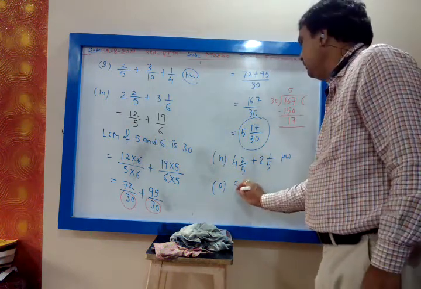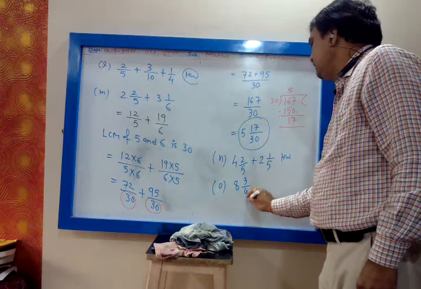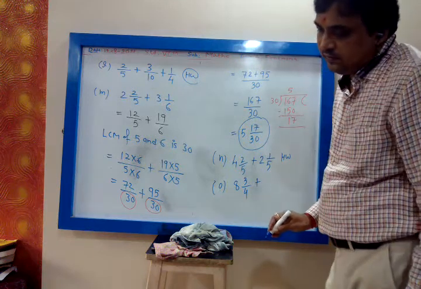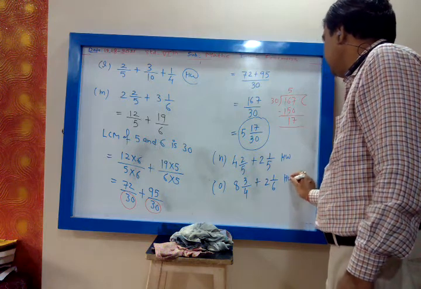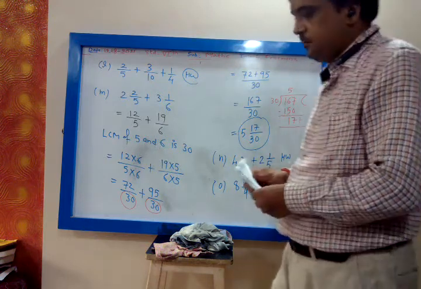8 3/4 plus 2 1/6. Homework. Mixed fraction, convert that into improper fraction.